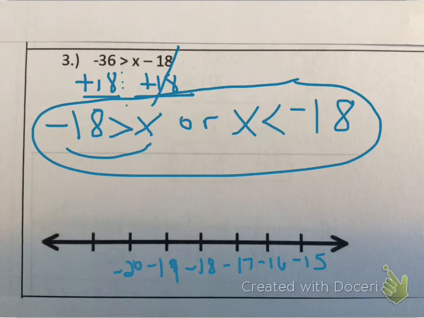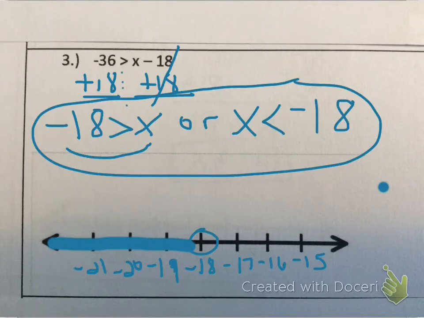-20, and -21, and that is x is less than -18. Okay, so it does not include the -18, so that would be an open circle on the -18, and it's everything that is less than -18, so it's going to go to the left. Okay, all the numbers that are less than -18, so -19, -20, -21, and so on and so forth.